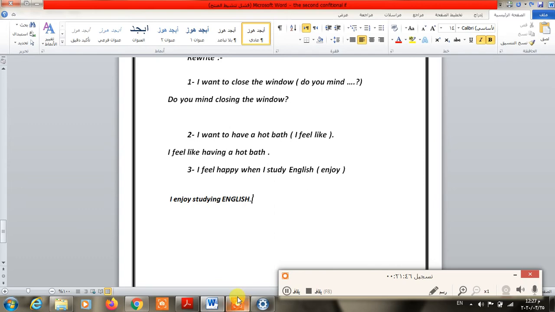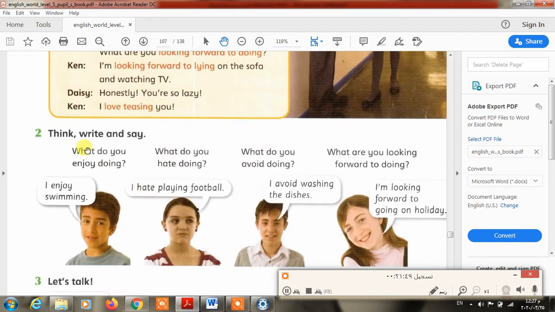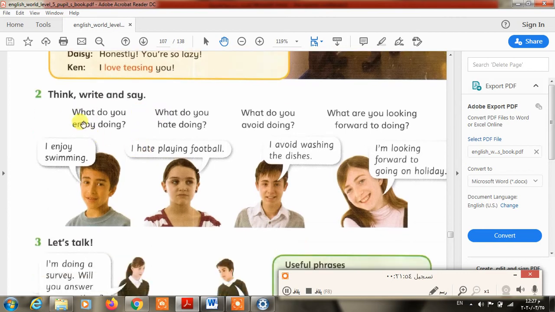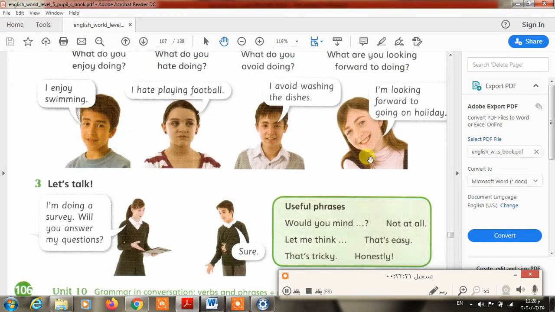Now back into my pupil's book. Think, write and say. Question number 1. What do you enjoy doing? For example, I enjoy swimming. What do you hate doing? It is also a gerund. I hate playing football. What do you avoid? Avoid is followed by a gerund. I avoid washing the dishes. What are you looking forward to doing? I'm looking forward to going on a holiday. Also, they are followed by a gerund.